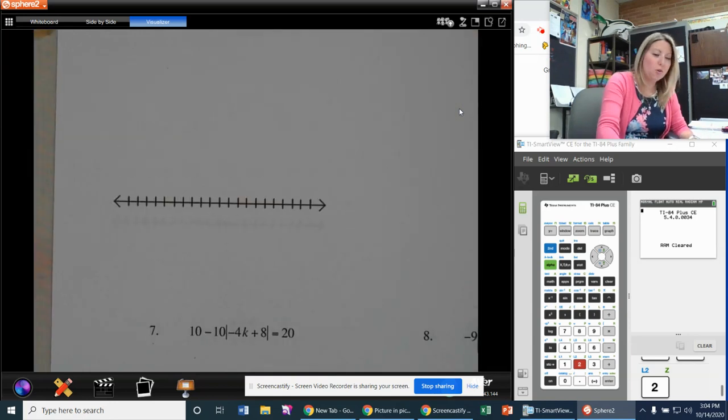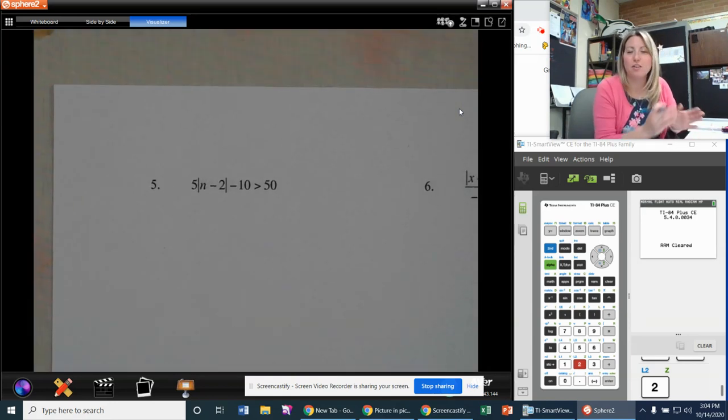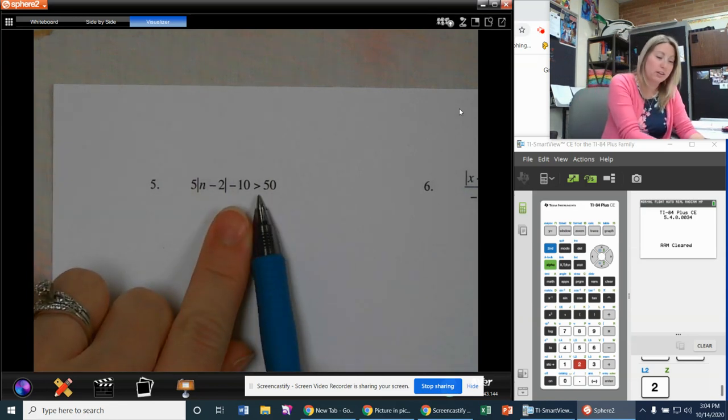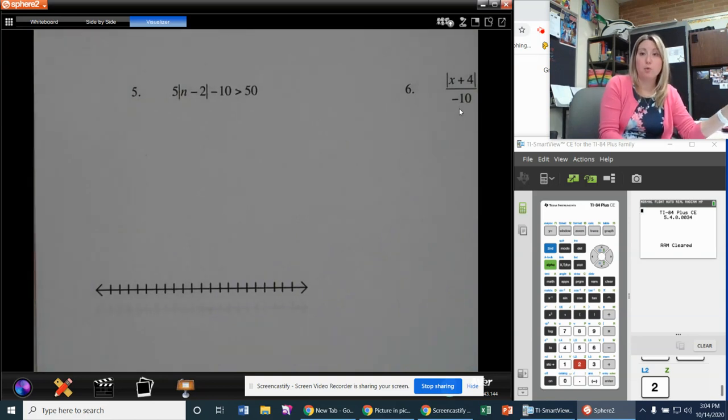Continuing. Oh, joy. Some absolute value. Love some absolute value. Got to get absolute value alone. Now, I do notice that I've got an inequality sign here, so I'll have to watch for flippage. Okay, watch for inequality sign flippage, so be careful.